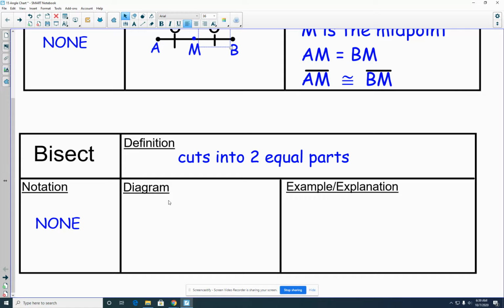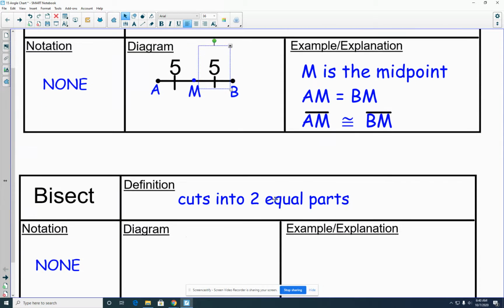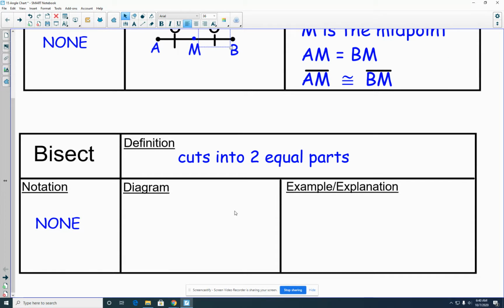Next, we're going to go into the term bisect. So what does it mean to bisect something? That simply means to cut it into two equal parts. Now notice the difference. Midpoint specifies a segment. When you bisect something, you can cut a segment into two equal parts, you can cut an angle into two equal parts. I know it's silly, I say in class. You can also cut a piece of pizza into two equal parts, a piece of chicken into two equal parts. So bisect means we're just dividing it into two equal parts.